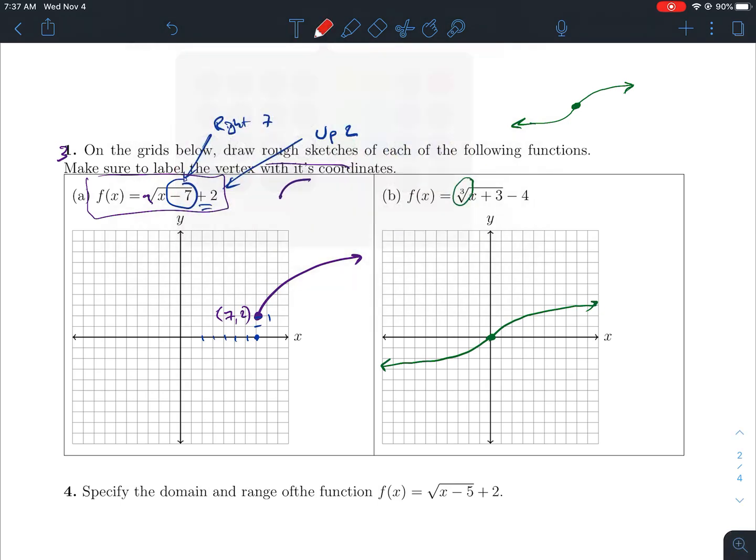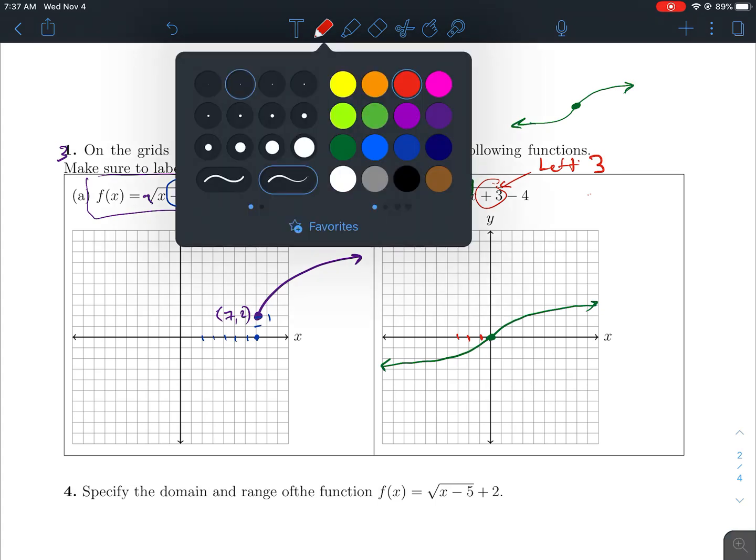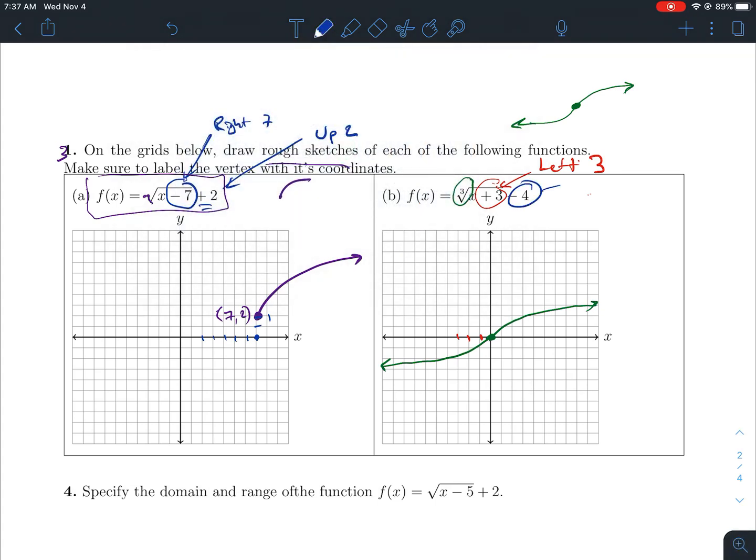All right, so thinking about our shifts here, +3 inside feels like it should be right 3, but we know better. Inside is always the opposite of what's expected. So this will move us left 3. So we're going to go 1, 2, 3 units to the left. And then, outside transformation -4. My outside is the best, it's my favorite. It's as expected, so we'll go down 4. So 1, 2, 3, 4.